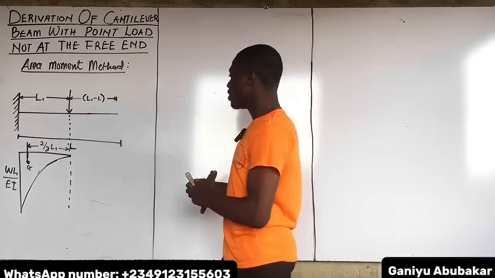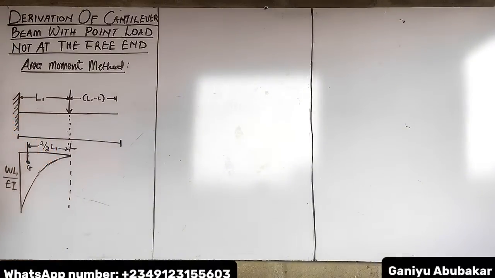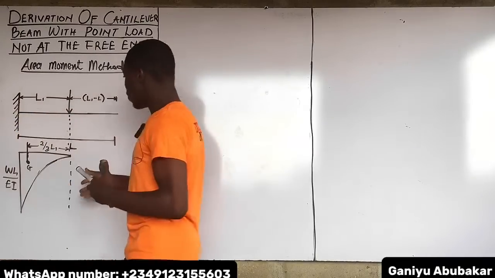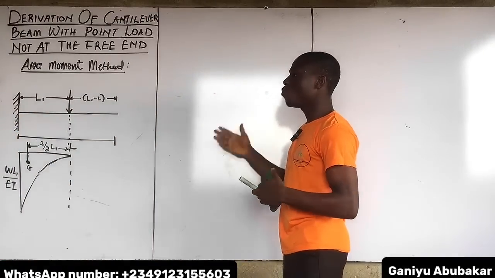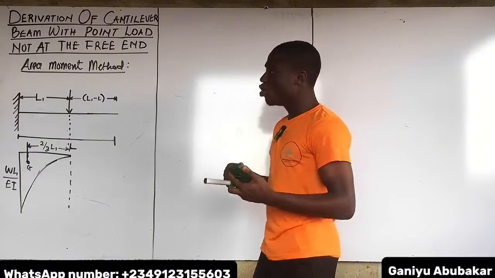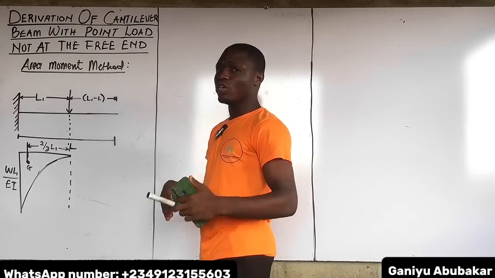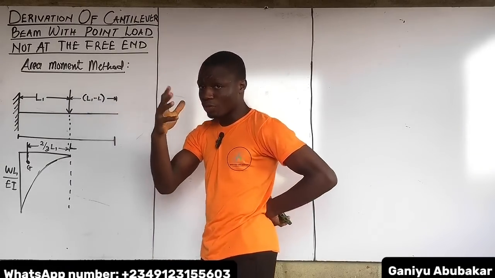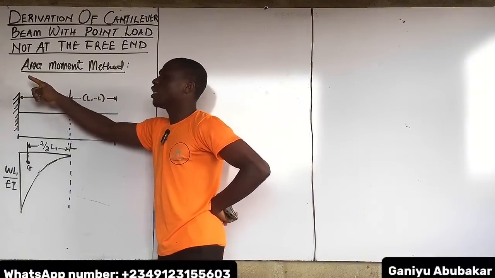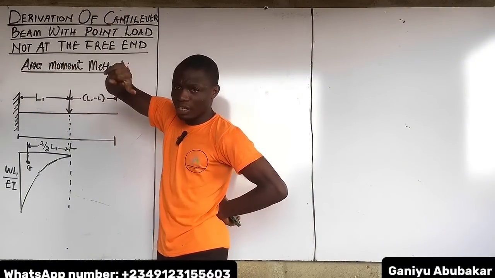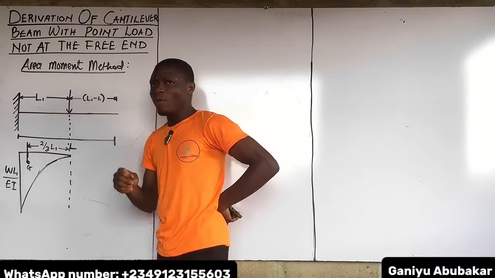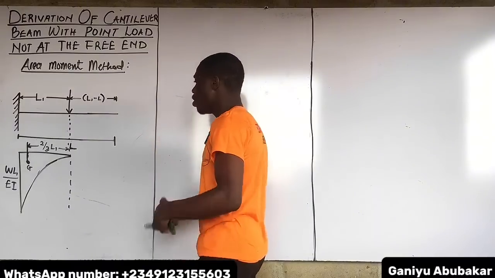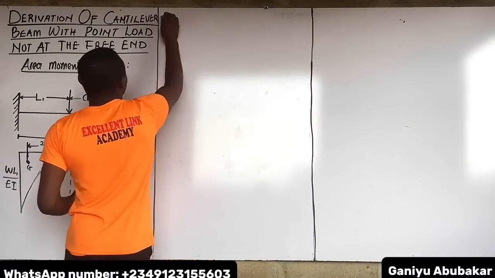When you are done drawing this diagram, what's your next task? My next task will start with the slope equation and the deflection equation. When we are using the double integration method, slope becomes theta and deflection becomes y. But when you are using the area moment method, slope becomes A. So at this point here, calculate for the slope equation.